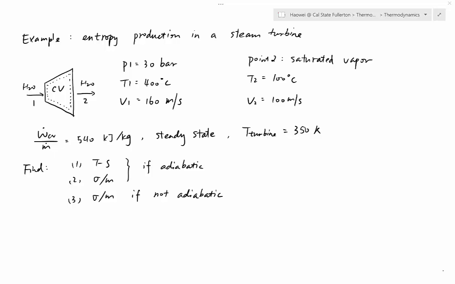TB is 350 K. What we're looking for is first, sketch the process on a T versus S diagram and look for sigma over m if the system is adiabatic. And part 3, look for sigma over m again if the system is not adiabatic. Sigma is called entropy production. It tells us how irreversible this process is. Okay, so let's start from part 1. Sketch the diagram.